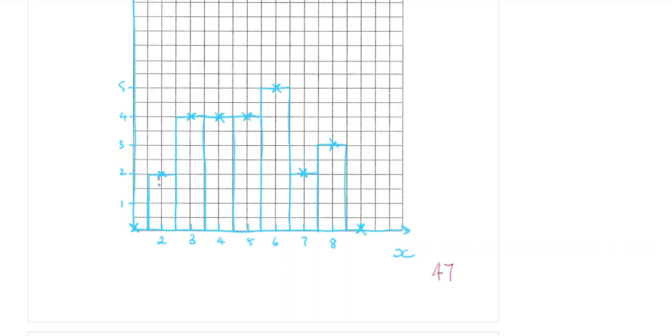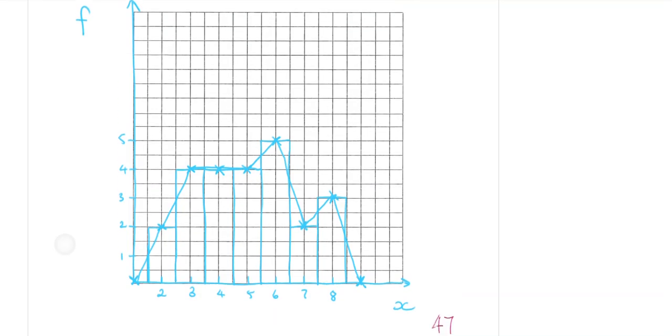So you use your ruler to do a dot to dot, join them all up. So a polygon starts at the x-axis, it goes up and does all its thing with the columns, and it should always finish back down on the x-axis. And that's it. That is a frequency histogram and polygon with labeled axes.